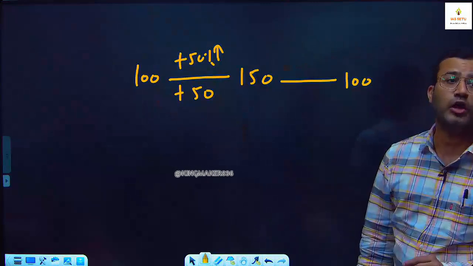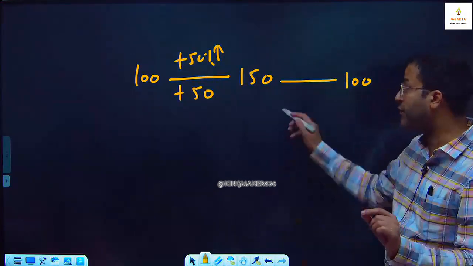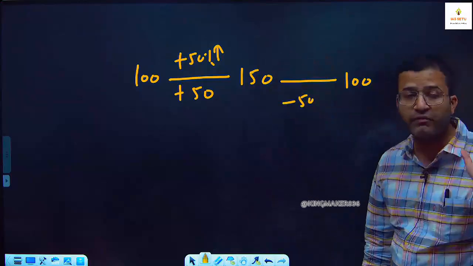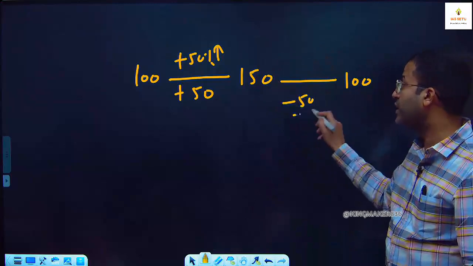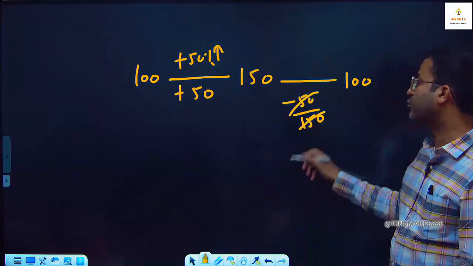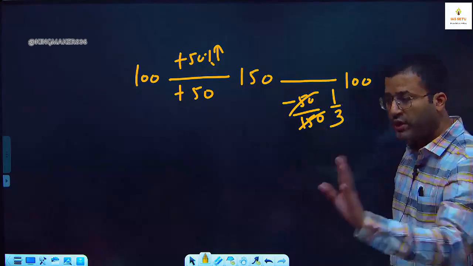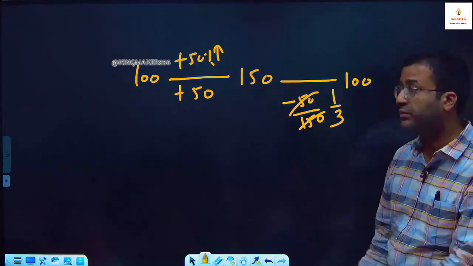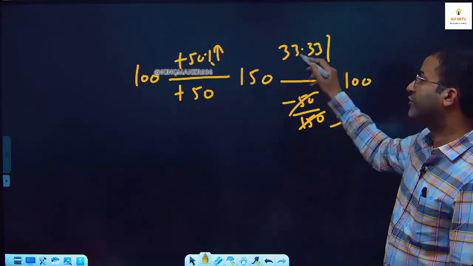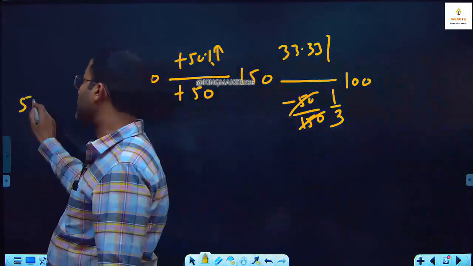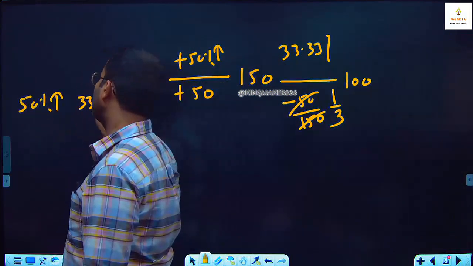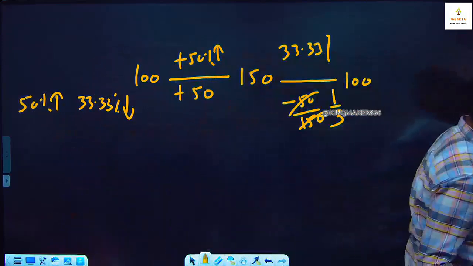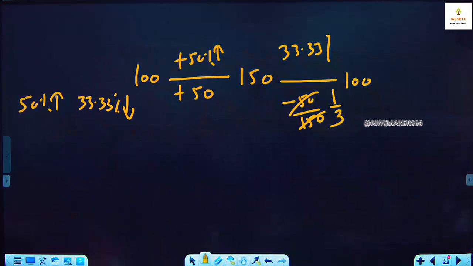So what he will do now? He will reduce my salary by 50 rupees, but out of 150. 100 में से नहीं, अब मेरी salary 150 हो चुकी है. He will reduce 50 out of 150. What is 50 out of 150? 1 by 3. Today I have given you value. That's why this table is important. What is 1 by 3? 33.33%. So 50% increase will be compensated by 33.33% decrease. जो 50% इंक्रीज है उसको सिर्फ 33.33% डिक्रीज करके कंपनसेट किया जा सकता है.